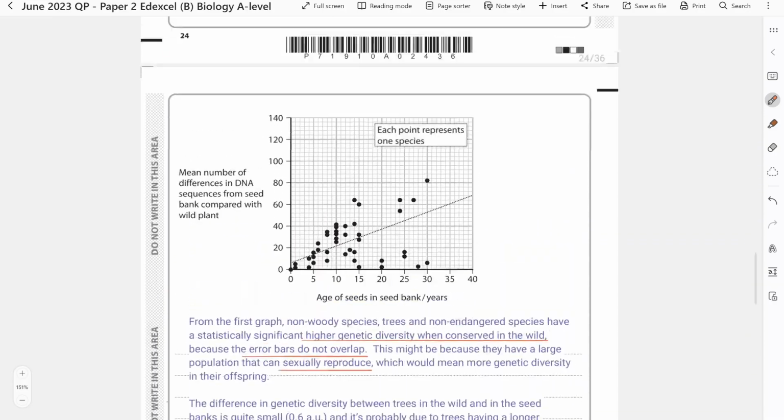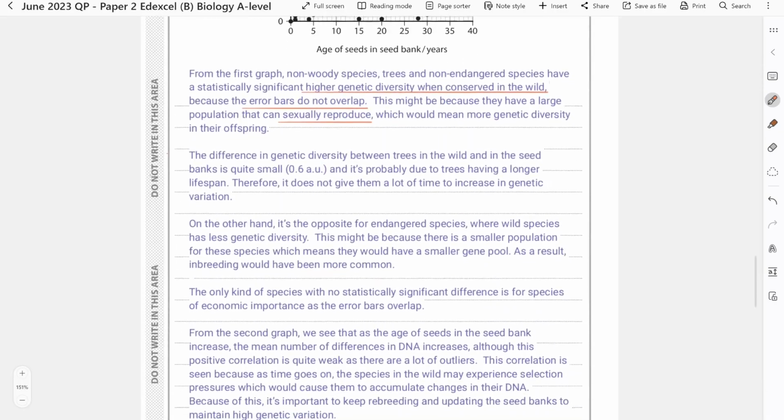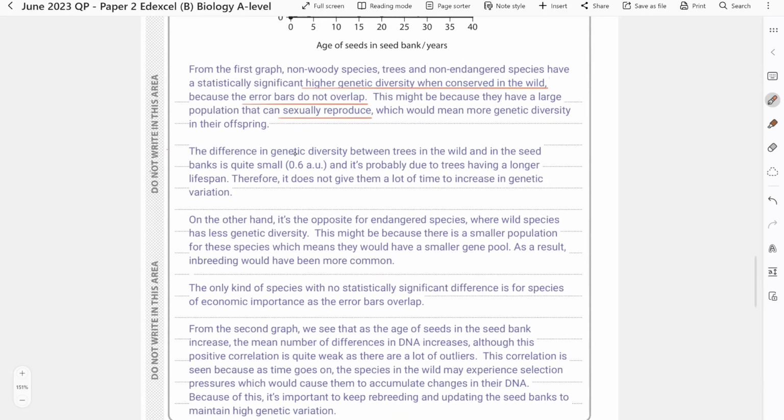Going back to the same graph, I also mentioned that there is a difference between the genetic diversity in the wild and in the seed bank for trees, but in the wild it's just slightly higher. And this is what I wrote. There is a difference in genetic diversity between trees in the wild and in the seed bank, but it is quite small. That's probably due to trees having a longer lifespan, which does not give them enough time to increase their genetic variation.